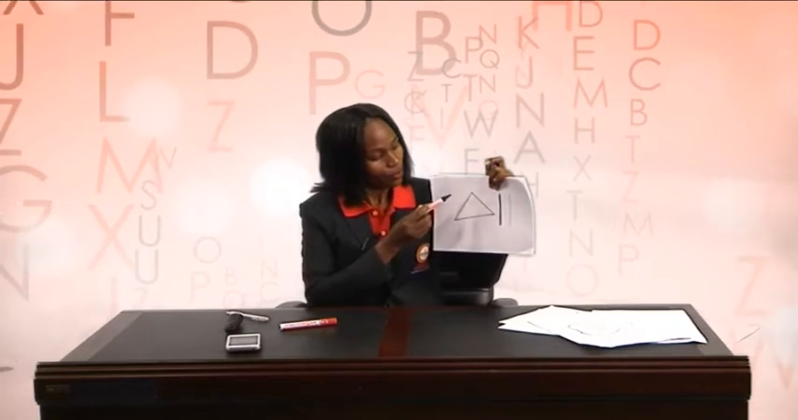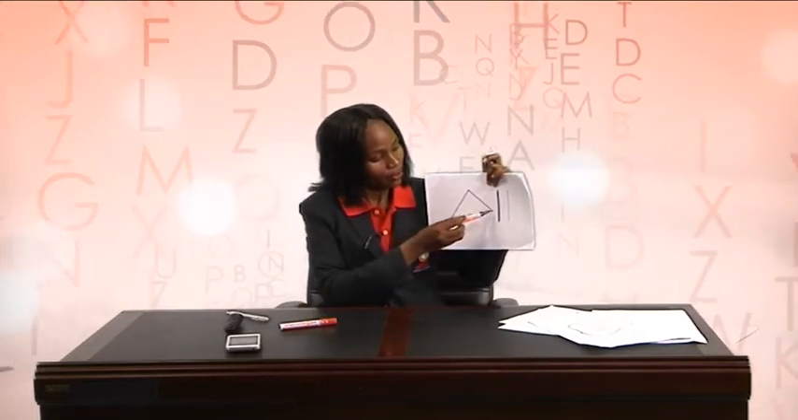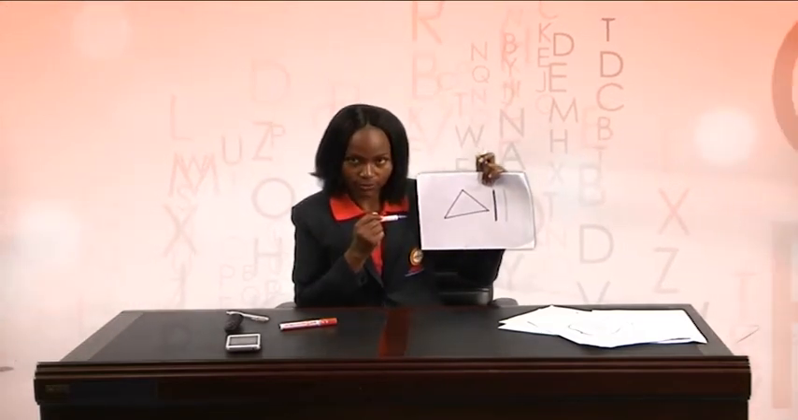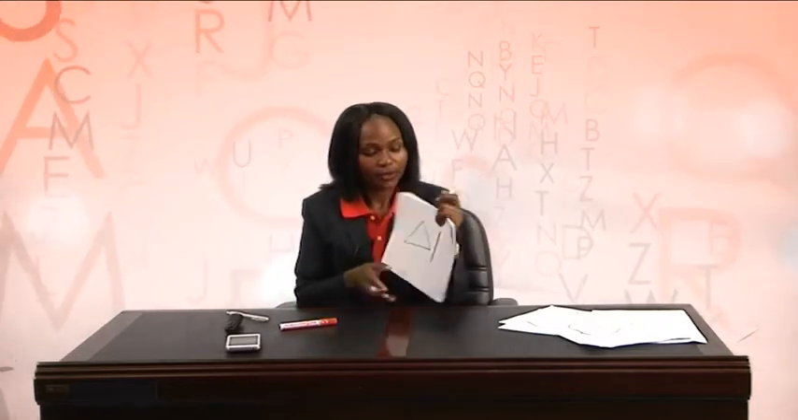Then we have triangle. Triangle has 3 corners. Tri means 3. So triangle has 3 angles. This is triangle. 1 angle, 2 angle, 3 angle. Triangle. That is describing a shape.